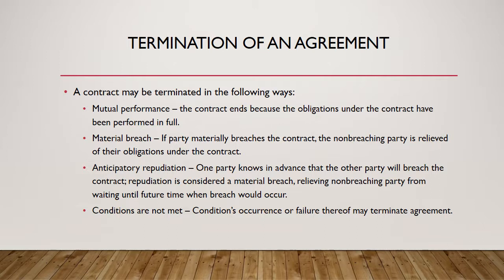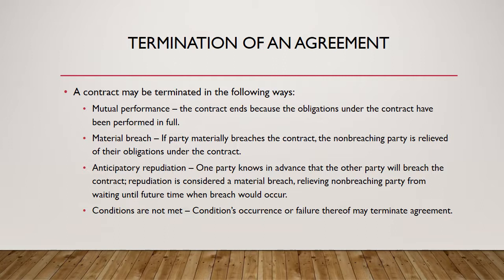Anticipatory repudiation. This is where one party knows in advance that the other party will breach the contract. So if the painter is painting the inside of the home and the homeowner tells him that he's not going to pay him because he lost his job, then the painter doesn't have to wait for that breach to happen. He doesn't have to keep painting the house to make sure that he's not going to pay him the $2,000. In that instance, the repudiation is considered to be a material breach, and it relieves the painter, here the non-breaching party, from having to wait and continue with his obligations until the breach occurs in the future.